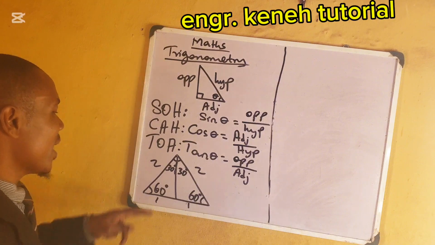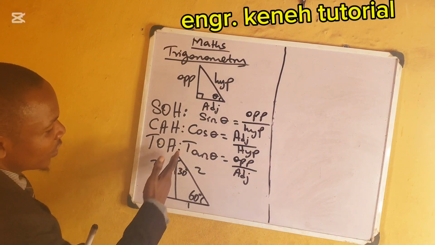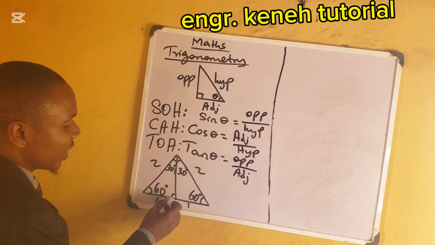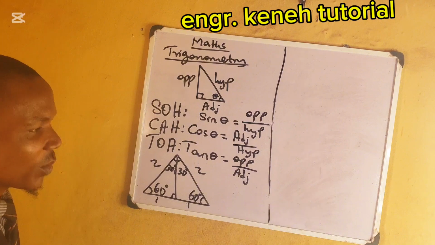All right, here we now have angle 30 degrees and angle 60 degrees. So I want to pick this half of this triangle so that I will use it to express what I want to explain.